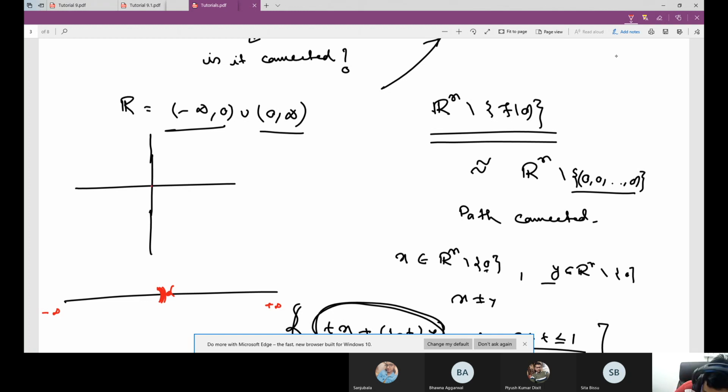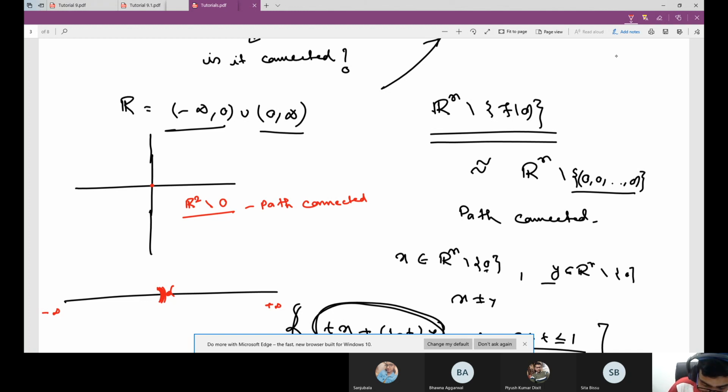Now you look at this one. Now it is your R2 minus 0. Fine. Now my claim is this is path connected. See, these are the techniques to prove that this space is path connected. This will be useful in your future as well. In fact, you can get some problems from here also.